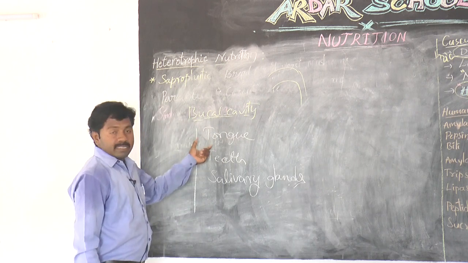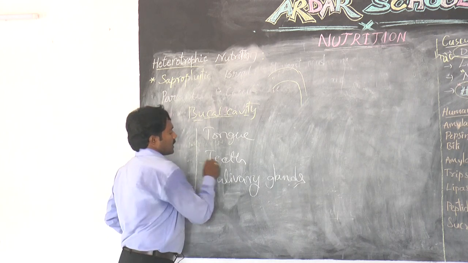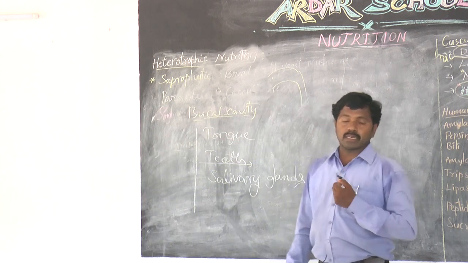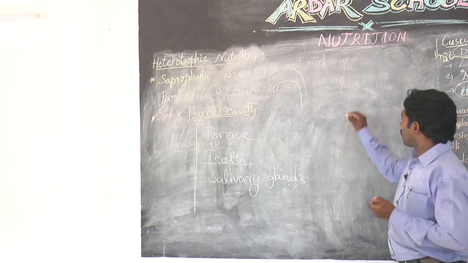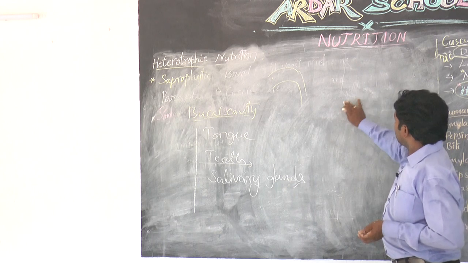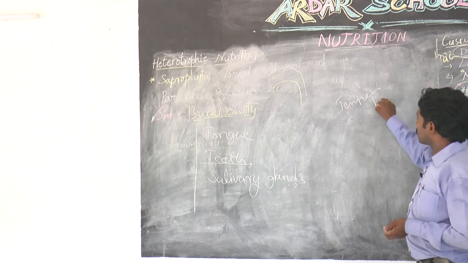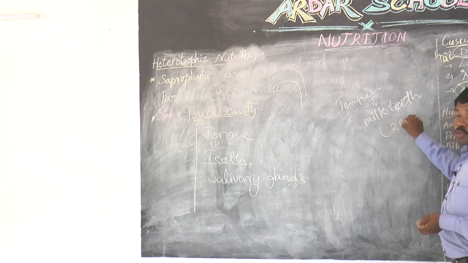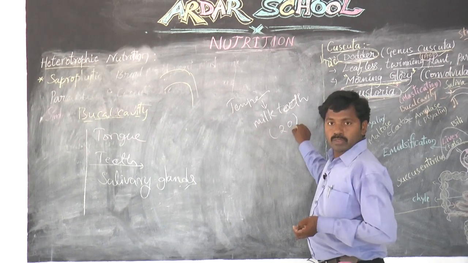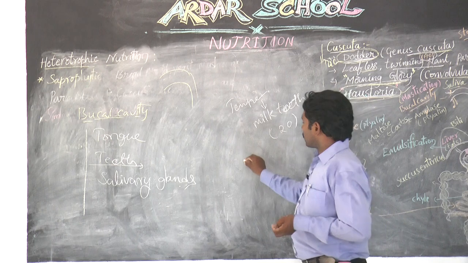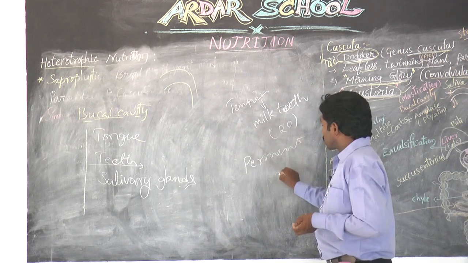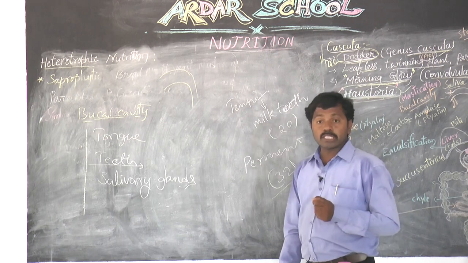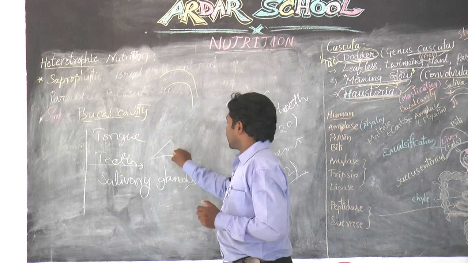Here we can discuss every part. Mainly first one, teeth. If you observe human beings, two sets of teeth are there. In early childhood, we can observe temporary teeth, also called milk teeth. Here 20 teeth are milk teeth. Gradually in adulthood, they develop into permanent teeth. There are 32. Every human being in adulthood has 32 teeth, depending on their food habits.